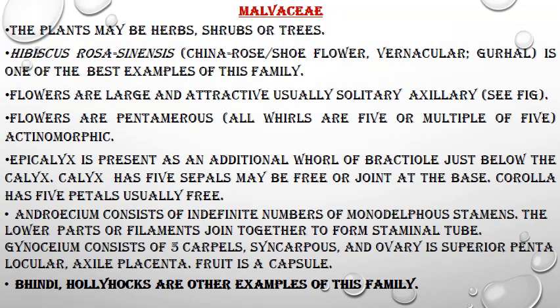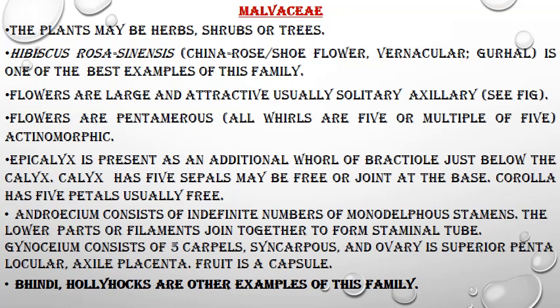Family Malvaceae. The plants may be herb, shrub or tree. Hibiscus rosa-sinensis, China rose or shoe flower, is one of the best examples of this family. Flowers are large and attractive, usually solitary axillary. Flowers are pentamerous. All whorls are 5 or multiple of 5. Condition is actinomorphic. Epicalyx is present as an additional whorl of bracteoles just below the calyx.